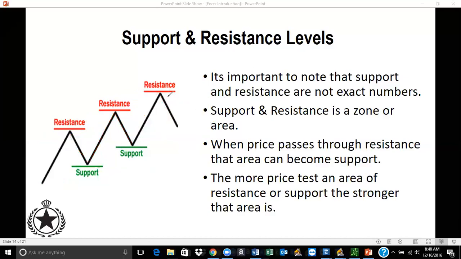All right, so it came down, hit this line here, and bounced back up. And you have this line here, and you have this line here. Right? So the price came here and retested this line. This is still a resistance line. How do we know that this line is a strong support line? It says here, the more price tests an area of resistance or support, the stronger that line is. Well, we know this area is strong because it tested it again and it bounced off of it.